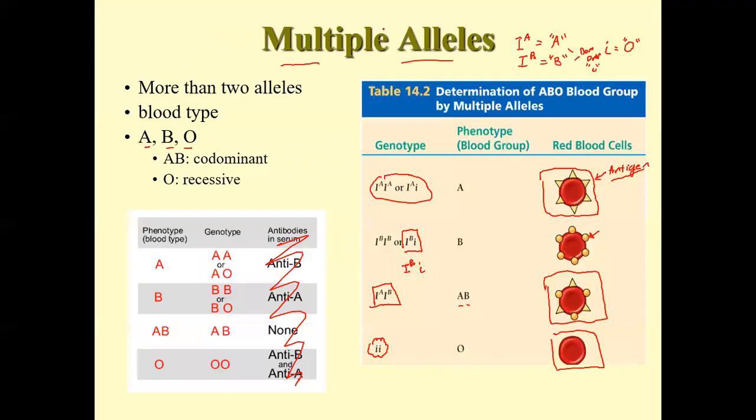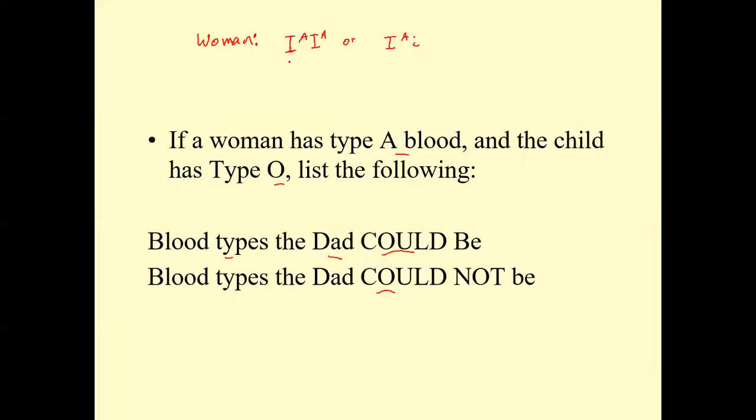So mom's blood type, she would have that particular blood, those antigens. Her genotype is either this, or it's going to be this, okay? Now her child is going to be type O. So if the child has type O, you know that his or her genotype is ii. Right away, this should change your opinion on what mom's blood type is going to be.